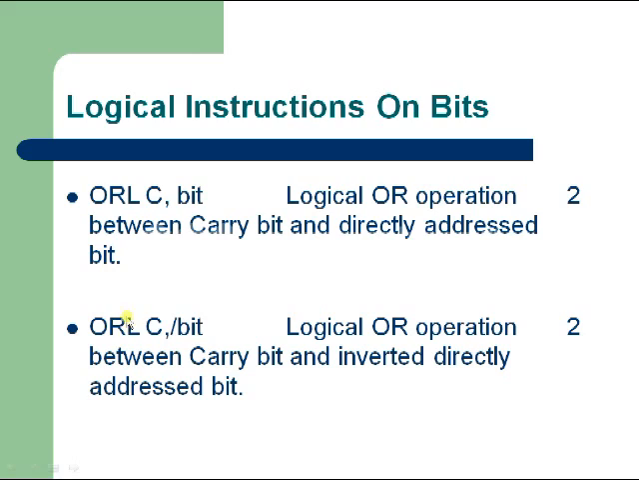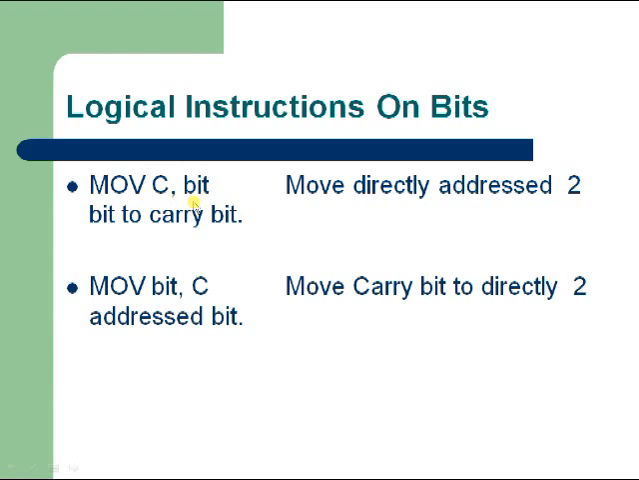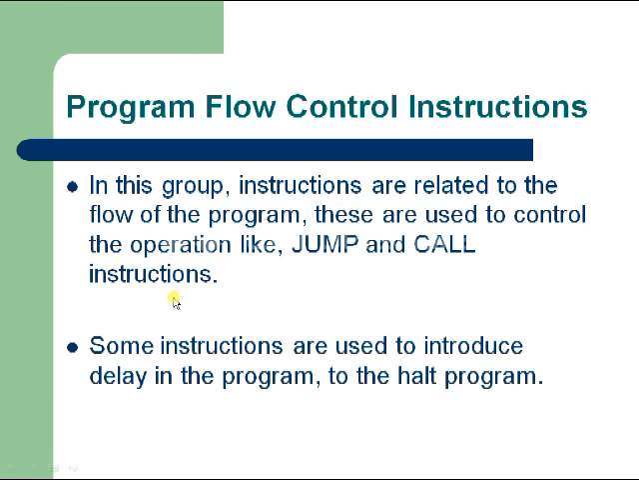ORL C comma complement of bit performs an OR operation between the complemented specified bit and the carry flag. MOV C comma bit moves the directly addressed bit to the carry bit, so whatever content is present in the specified bit gets copied into the carry flag. MOV bit comma C, so the carry flag gets copied into the specified bit address.